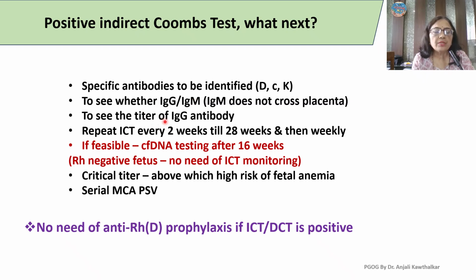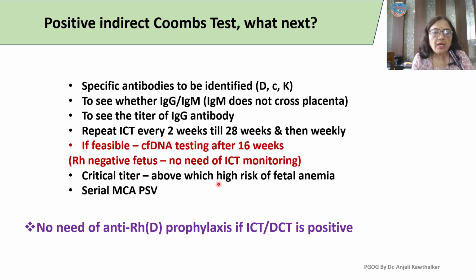We have to then quantify the titer of IgG antibody. The test is to be repeated every 2 weeks till 28 weeks and then on a weekly basis. If feasible, cell-free fetal DNA testing is to be done after 16 weeks, and if it turns out to be an Rh negative fetus, there is no need of further ICT monitoring.